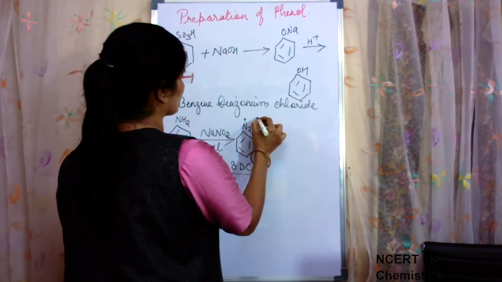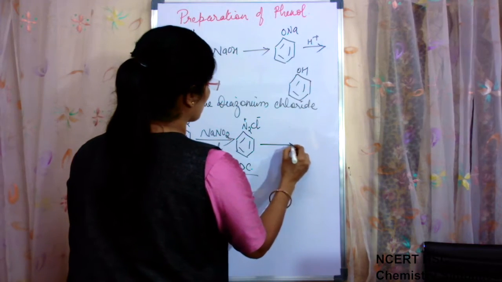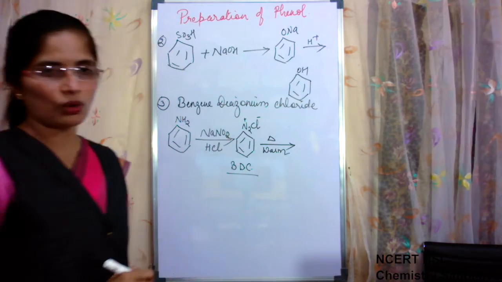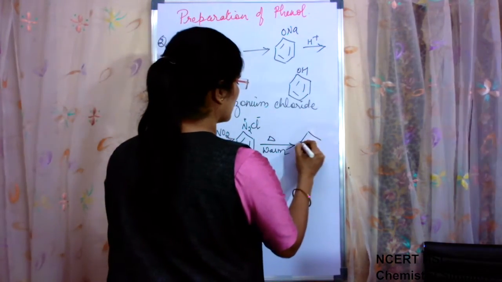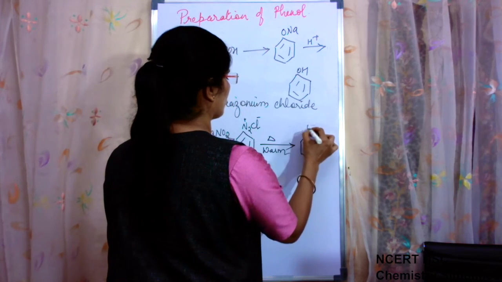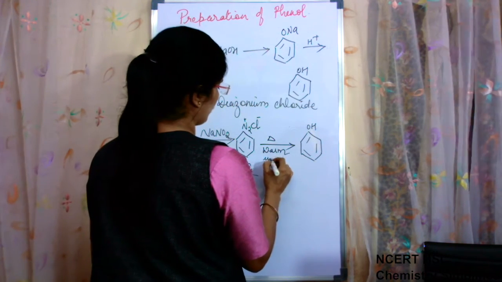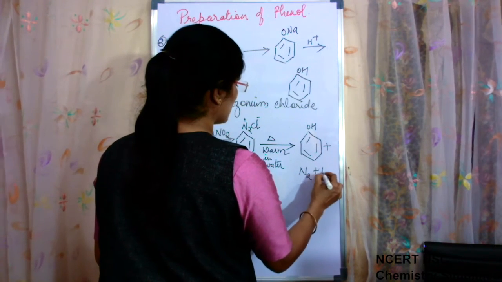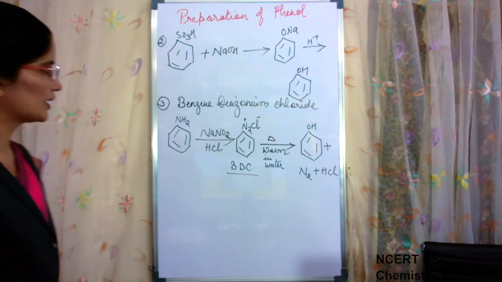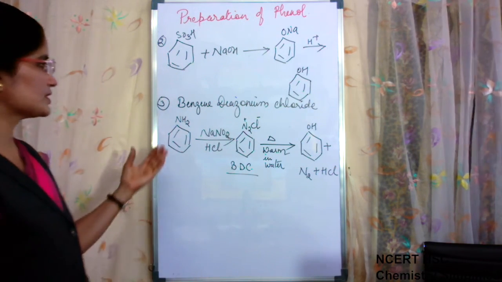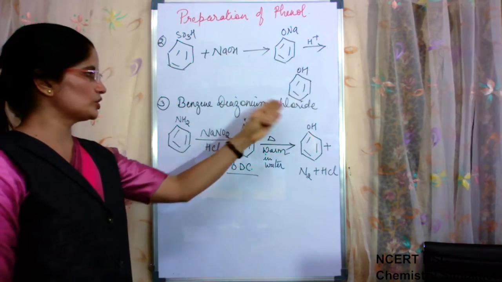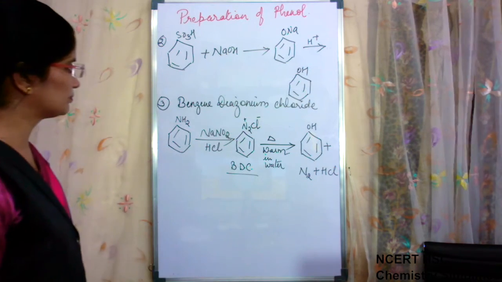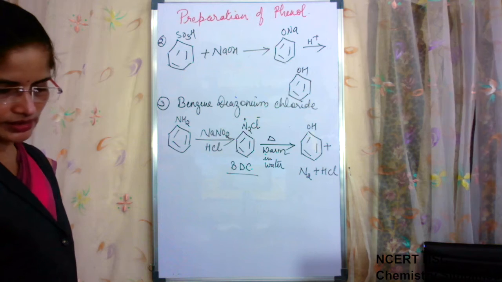Which on just heating or warming in water can give phenol plus N2 plus HCl. So phenols can simply be prepared from benzene diazonium chloride salts also. Just by warming in water, they will give phenol. So these are the three methods which we have done.